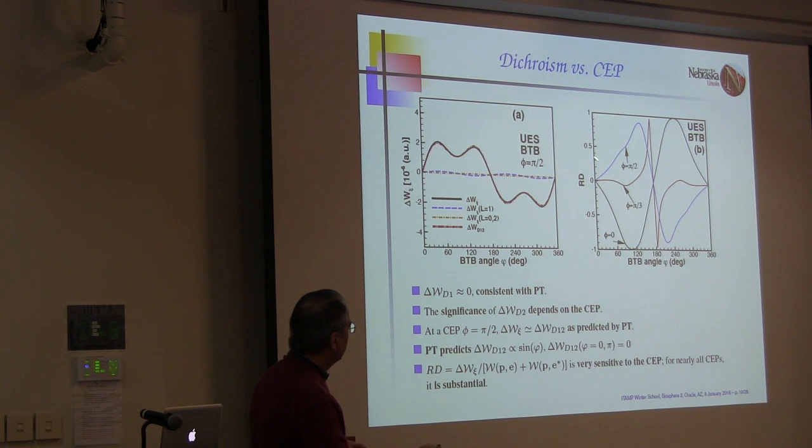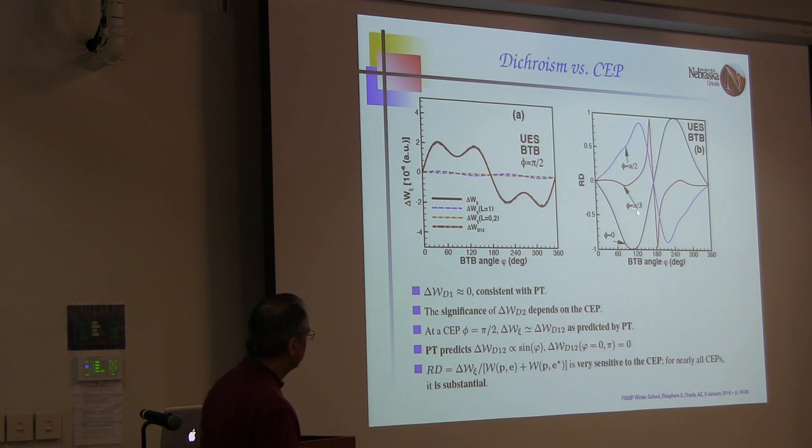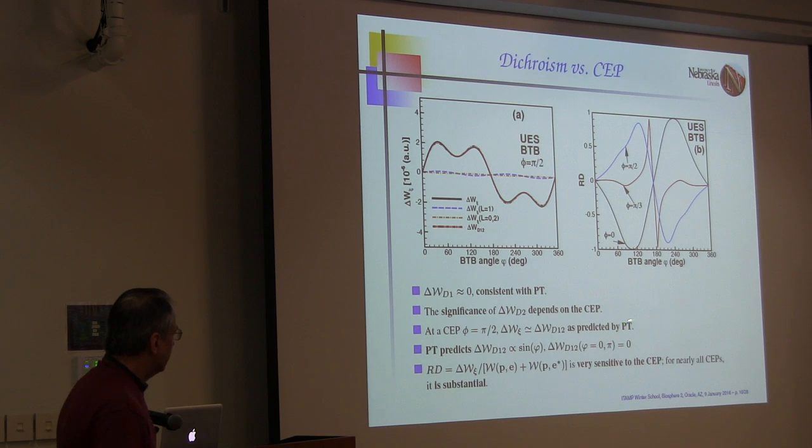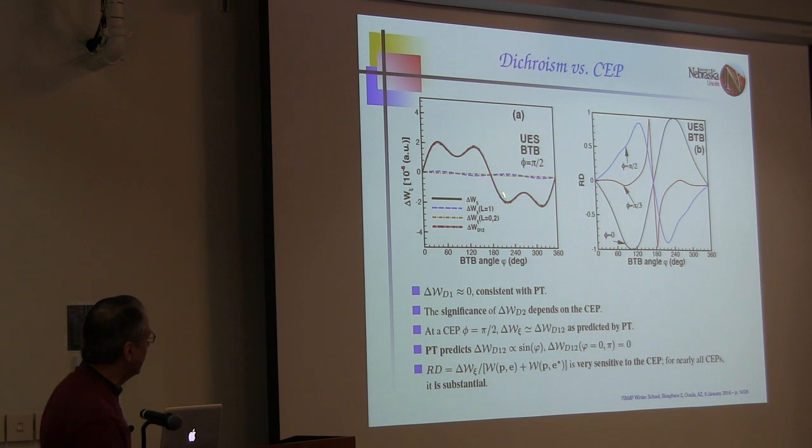This is the normalized dichroic effect, that is the difference here divided by the sum. You can see that it's very sensitive to the carrier envelope phase. And perturbation theory predicts that this nonlinear dichroic effect is proportional to sine phi, which means it should be 0 at 0 and pi, and sure enough, it is in our numerical calculations.